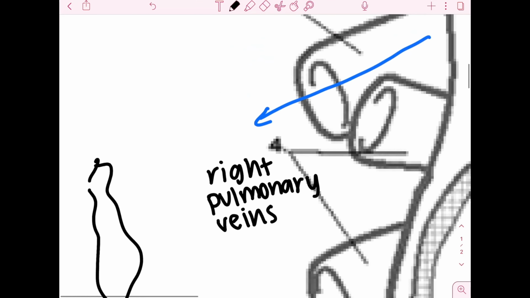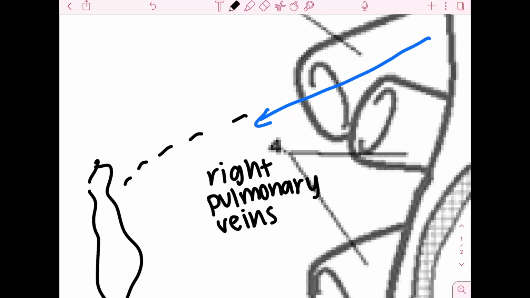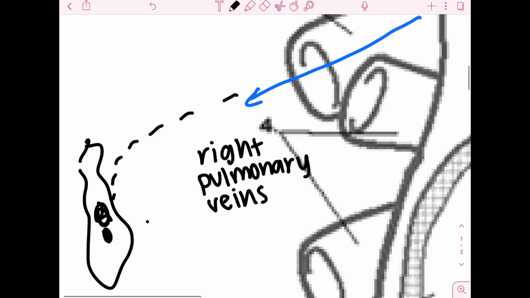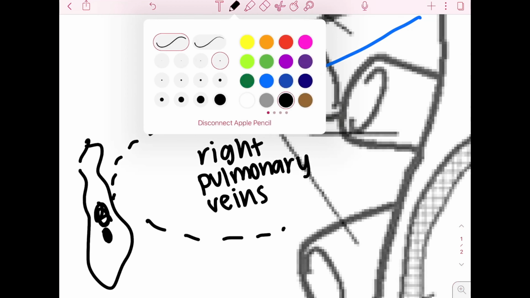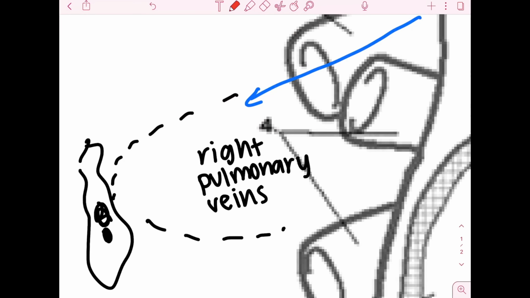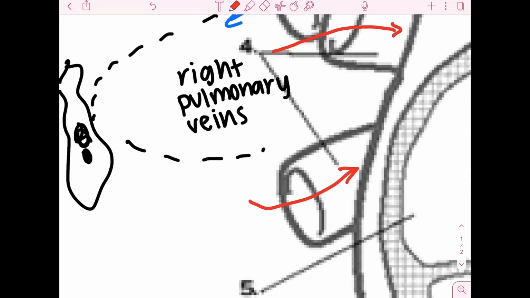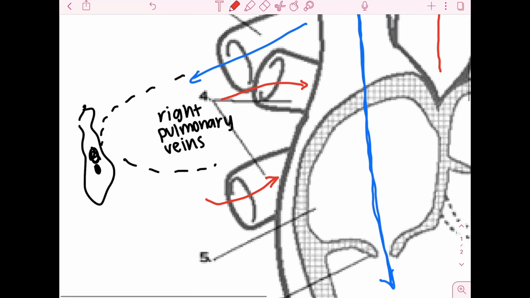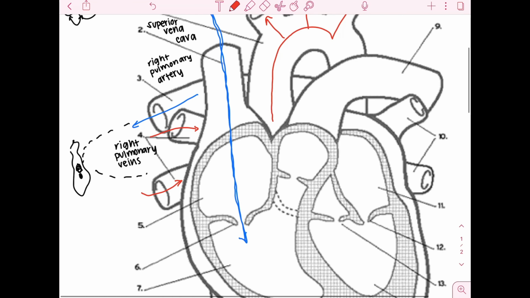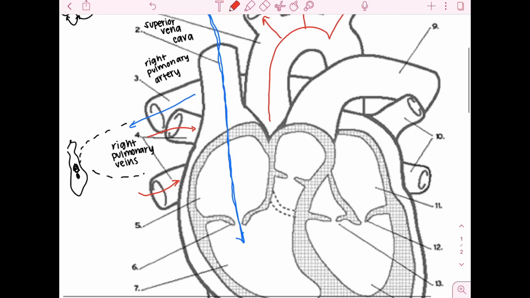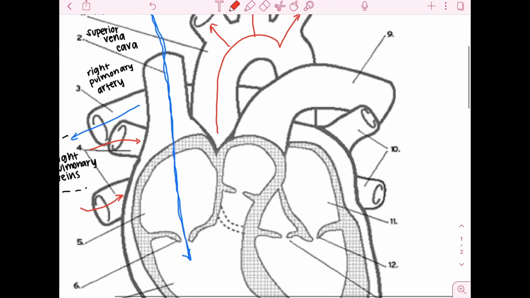So the blood that is deoxygenated comes all the way over here, becomes replenished with oxygen, and comes back here where we will get oxygenated blood. So from here, we're going to get a lot of oxygenated blood into the heart from these two veins. And then it will continue from the other side when we pick up on number 10.